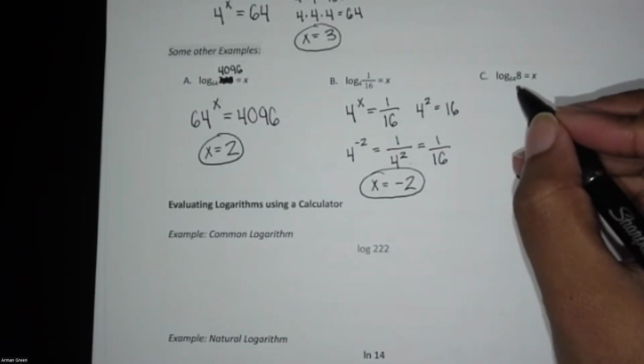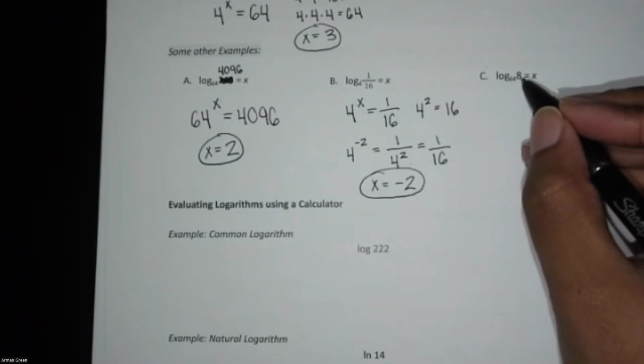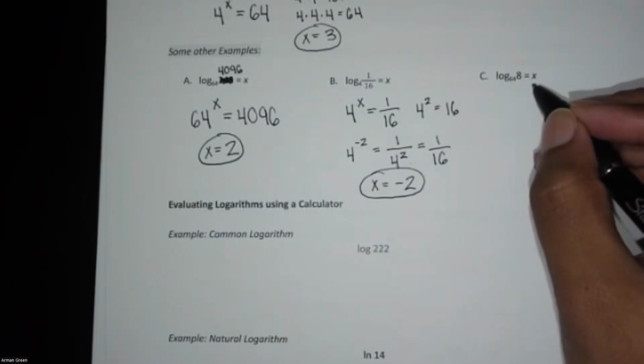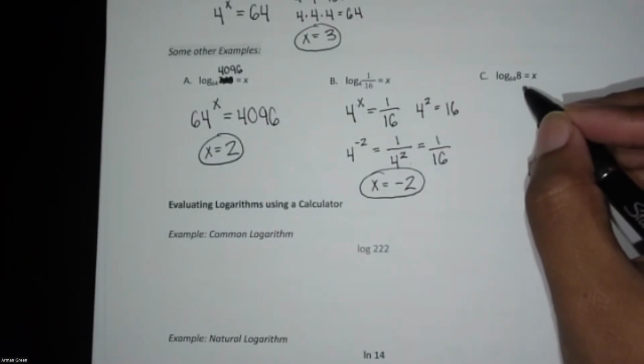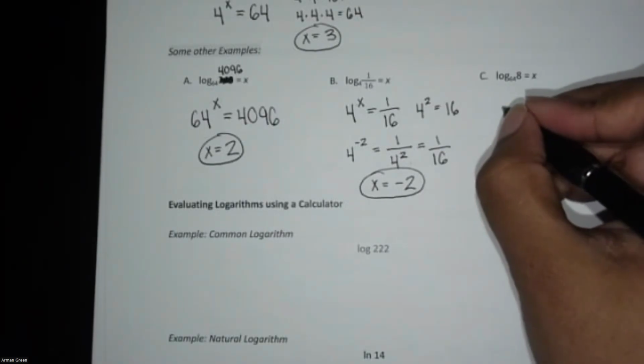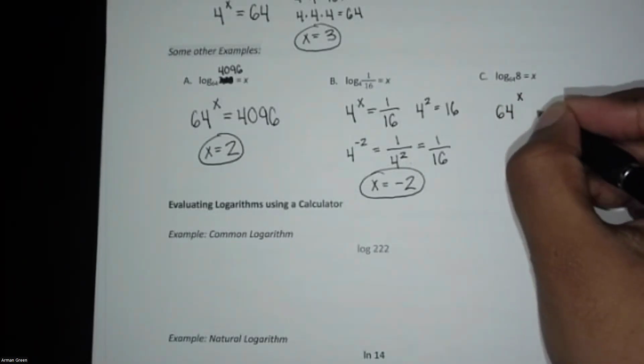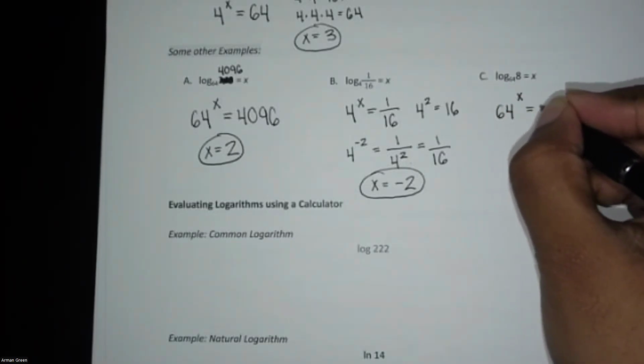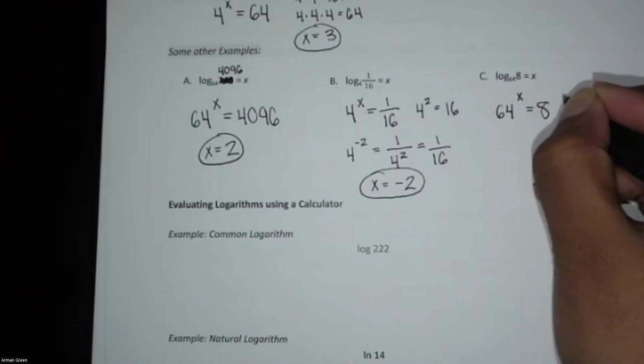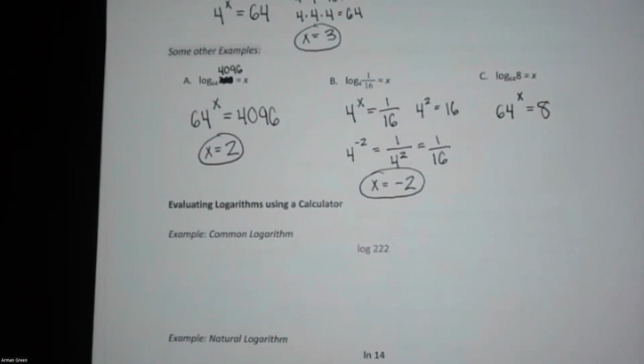Now, for this last example, we have log base 64 of 8 is equal to x. Okay, and so still same idea. We still want to set this up in exponential form. In this case, we got 64 because that is our base. Our exponent is x, we don't know that, is equal to our value, which in this case is 8. So we're trying to figure out 64 raised to what power is 8.